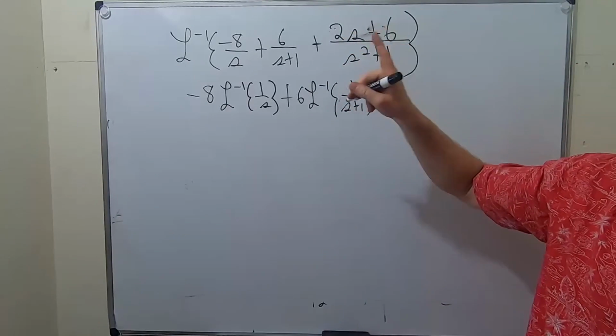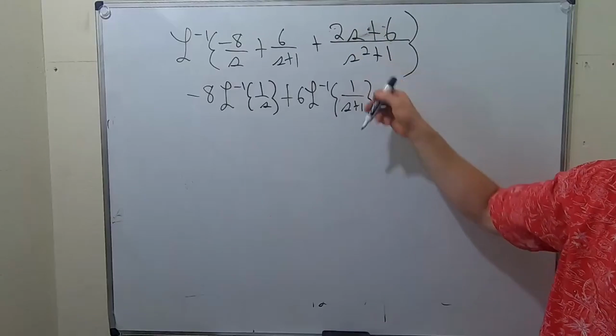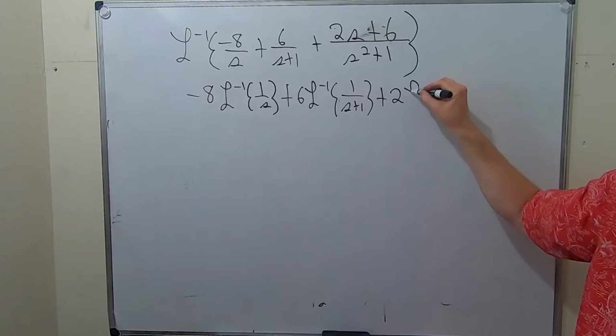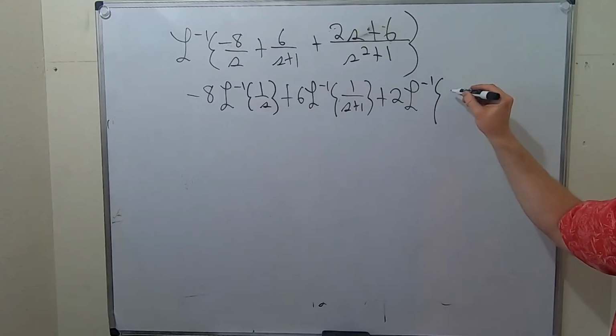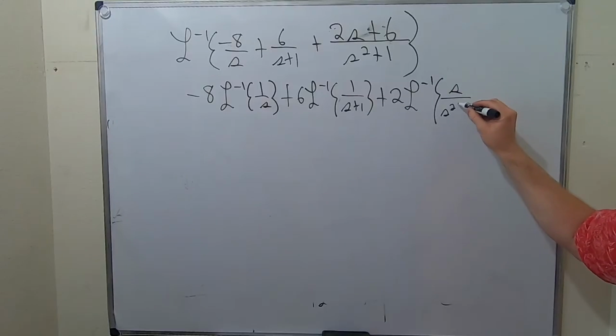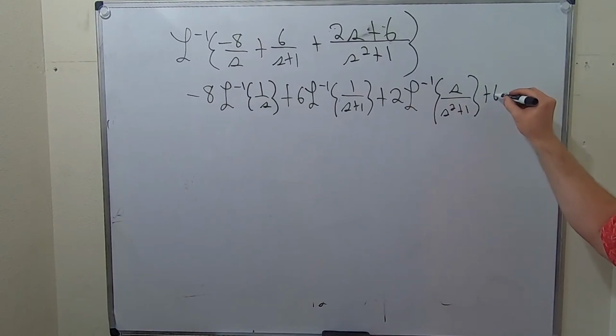I'm going to break this up into 2 different Laplace transforms. It's 2s over this. So I'll pull out the 2. And then we have s over s squared plus 1. Pull out the 6, inverse Laplace.